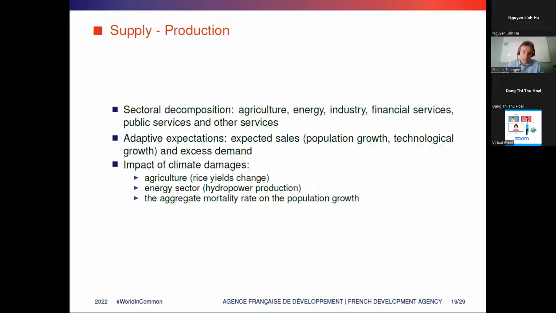We make the hypothesis of adaptive expectations, meaning that it's a demand-driven model where production comes from expected sales and excess demand. The impact of climate damages is represented on agriculture through rice yield changes, on the energy sector through hydropower and production, and through the aggregate mortality rate on population growth.